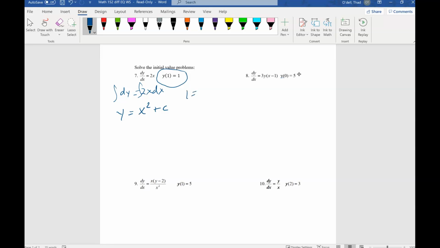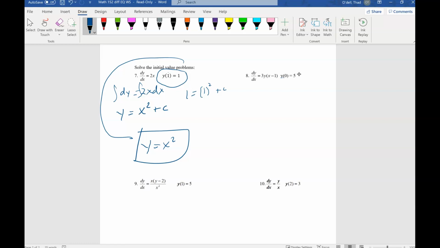to 1, which means, according to this, x would have to be equal to 1. And then we can find out what c has to be. Well, in this case, c would be 0. So the solution to this initial value problem is going to be just y equals x squared, because notice when you plug in 1 for x, you get out 1.